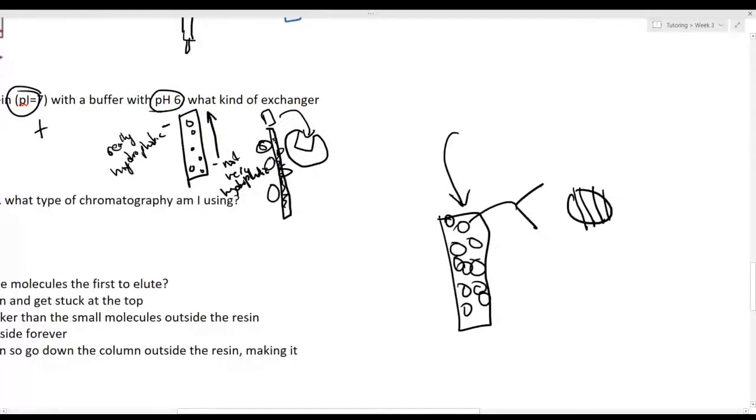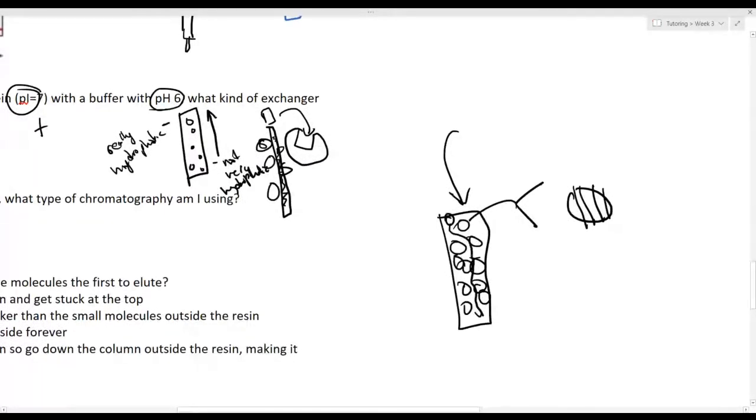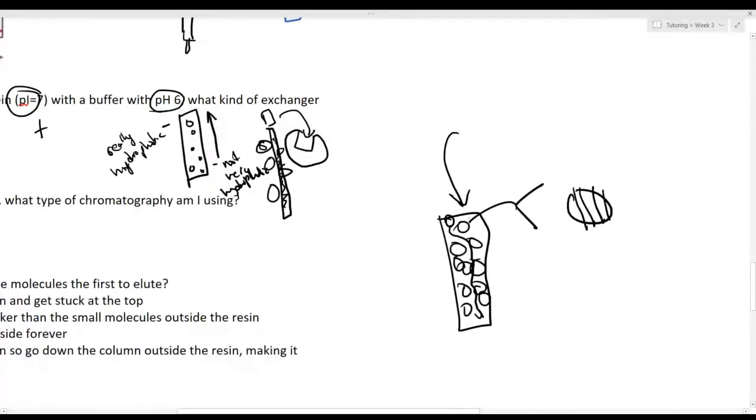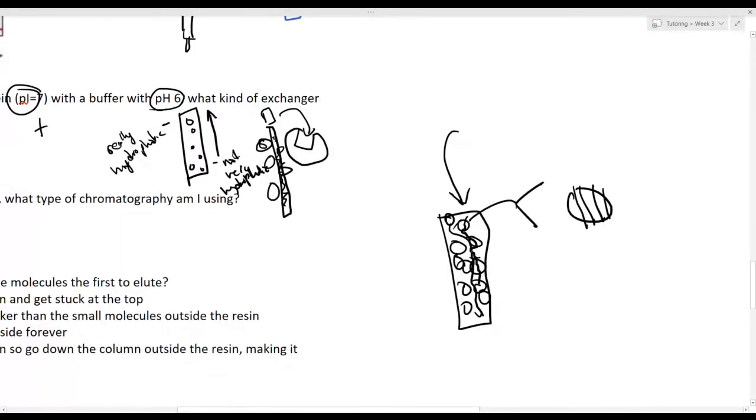So it's going to pass through this. The tiny proteins are going to get stuck here, and they're going to have to go through this resin, and they're going to get stuck here and have to go through this resin, and then stuck at the next resin, and so on and so forth. And it slows down the tiny stuff to get your big stuff out.